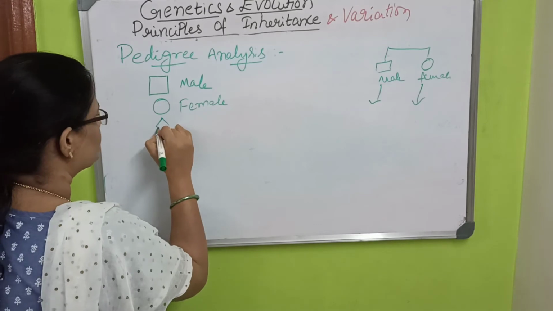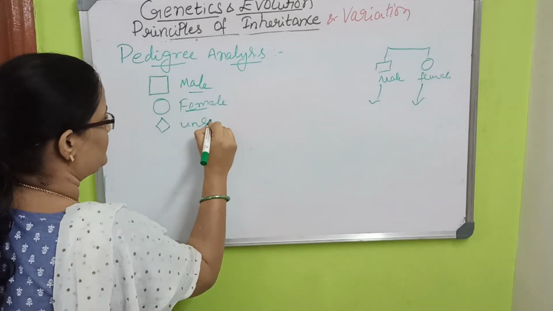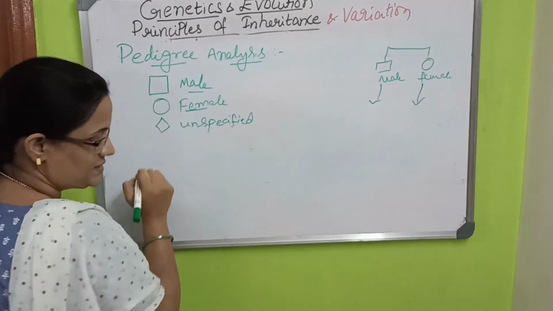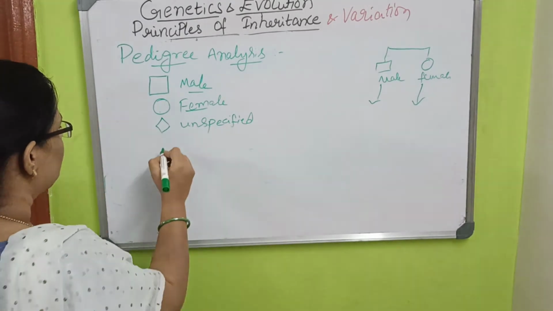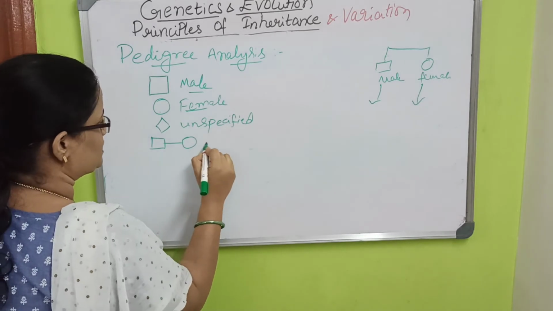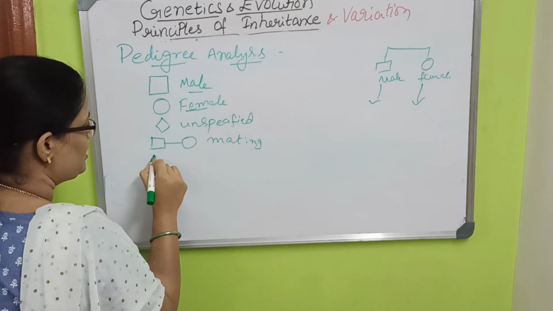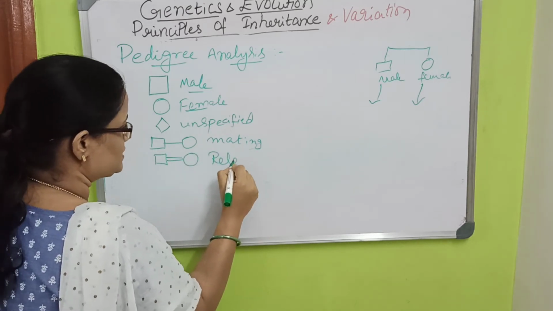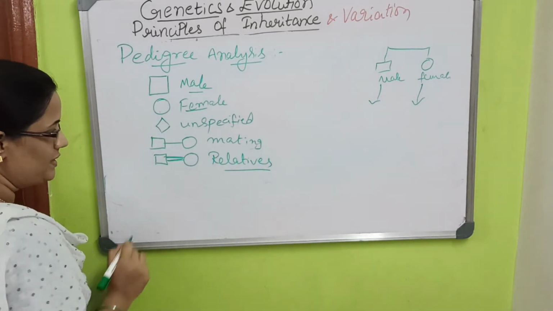So sex, male and female, are shown by these symbols. If it is unspecified, transgender, then it is shown by this. The marriage between people who are not relatives is shown by this connecting line. If it is shown by two bars, then they are relatives, like if you are getting married to your uncle, it will be shown by two lines.